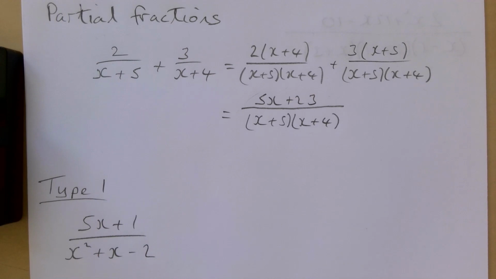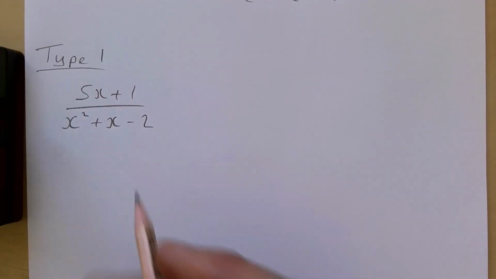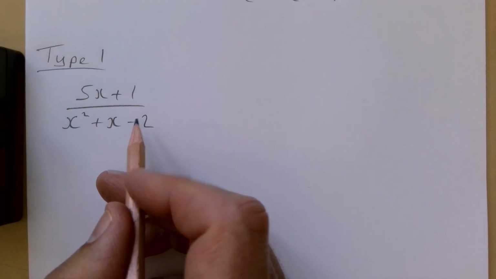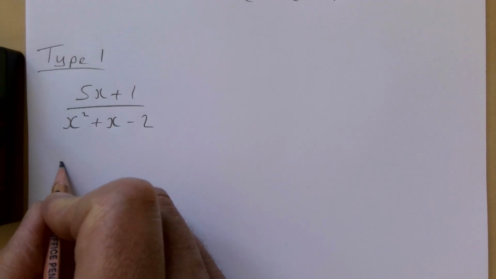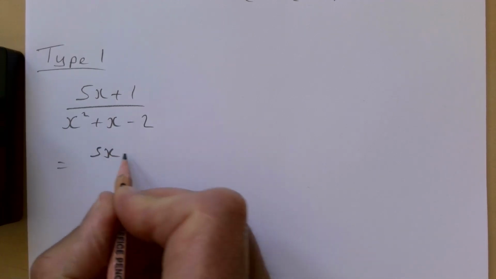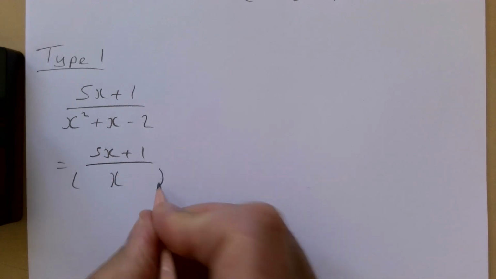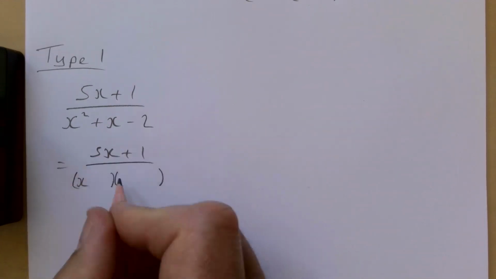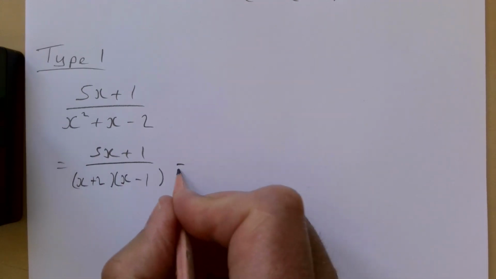Let's take a wee look at the first example and see if we can make a wee bit of sense out of it. This is type 1, where it's linear factors only in the denominator. This factorizes, so really the question we're doing is 5x plus 1 all over, and I hope we're at a stage where we can factorize this. That's going to be x plus 2 and then x minus 1.